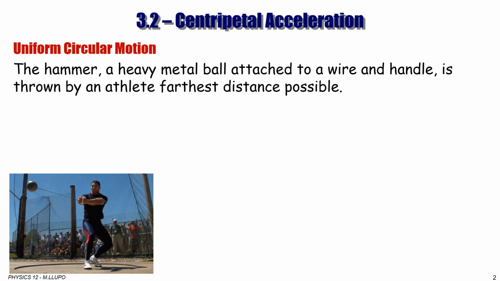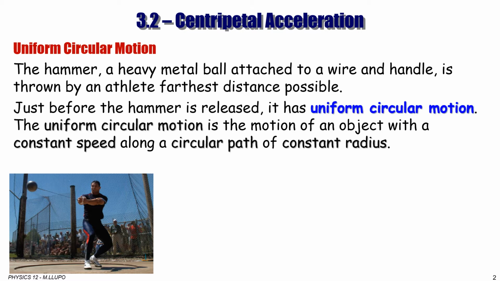The hammer throw is a Summer Olympic track and field event. The hammer, a heavy metal ball attached to a wire and handle, is thrown by an athlete the furthest distance possible. The athlete will move the ball in a circular path by spinning around himself and give the ball the maximum possible speed. Just before the hammer is released, it has a uniform circular motion.